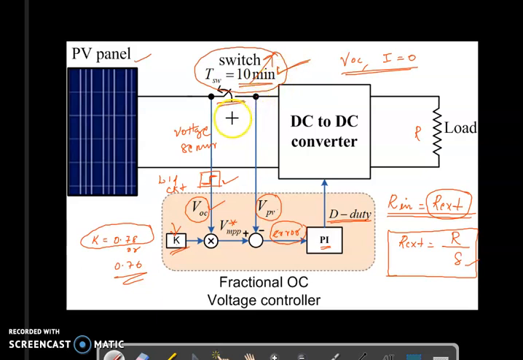So I tried this method to extract the maximum power from the PV panel with a very simple methodology, and the sensor requirement is just one sensor. So that is coming to the end of this discussion.